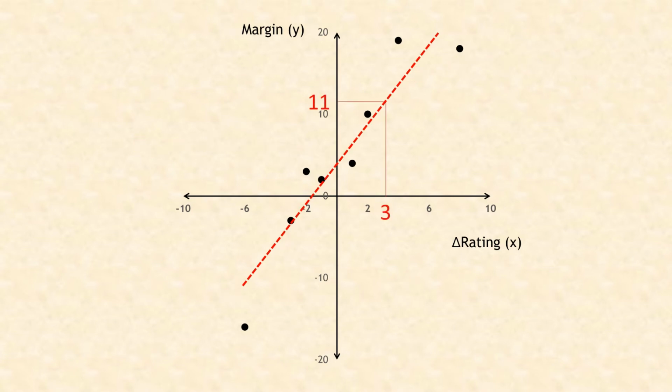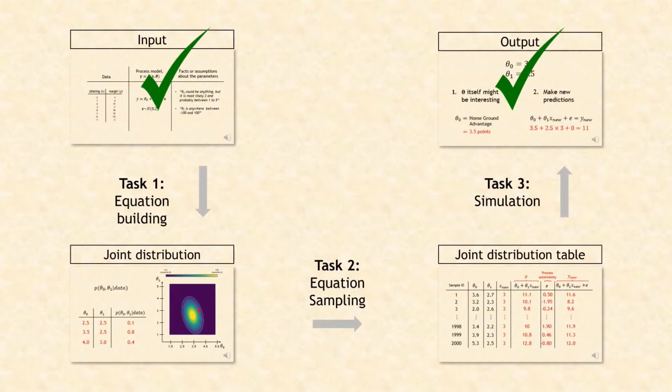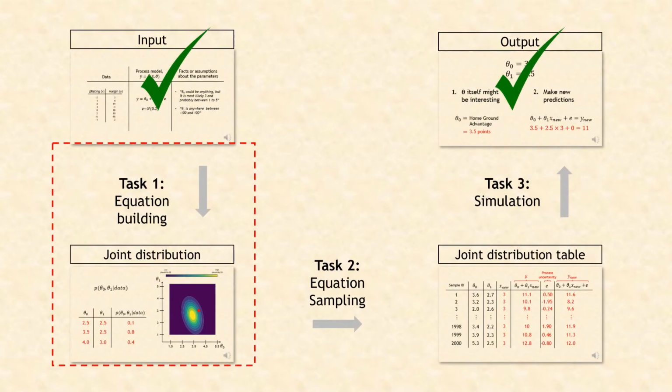An alternative way of thinking about Bayesian inference is that we want to find the model, in this case the line, that is most consistent with the observed data. Again, we will explain what consistent with the data means very shortly. Having now understood the input and output of Bayesian inference, let's move on to building the joint posterior probability distribution.